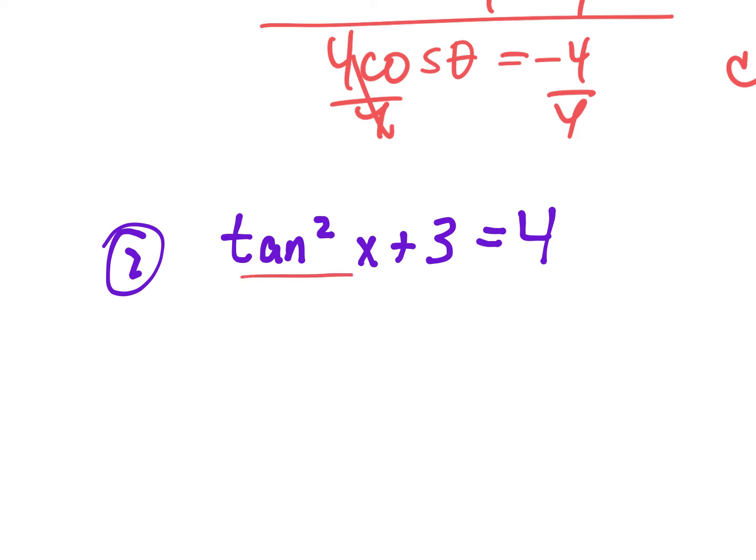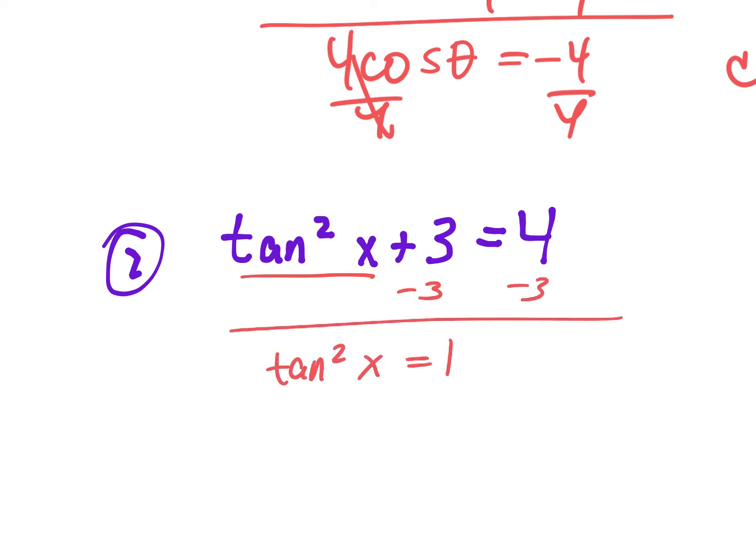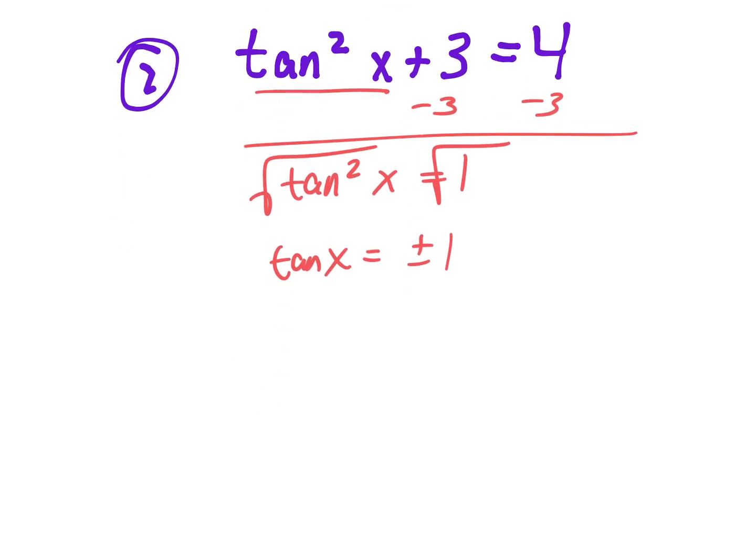Let's get tangent squared of x by itself. So we subtract 3 from both sides. Tangent squared x equals 1. Okay? I take the square root. When I physically take the square root of something, what goes in front of my answer? Plus or minus 1. Good. And tangent's what again? Y over x.